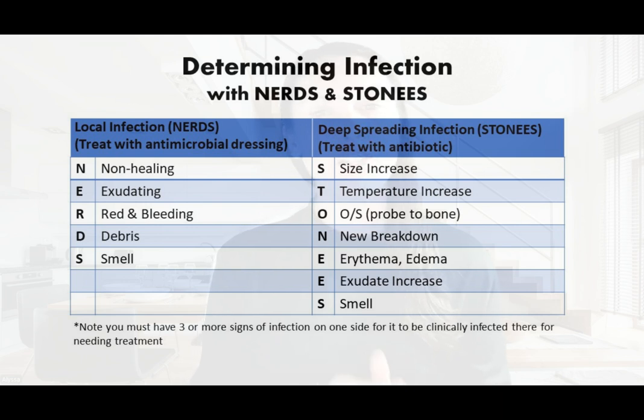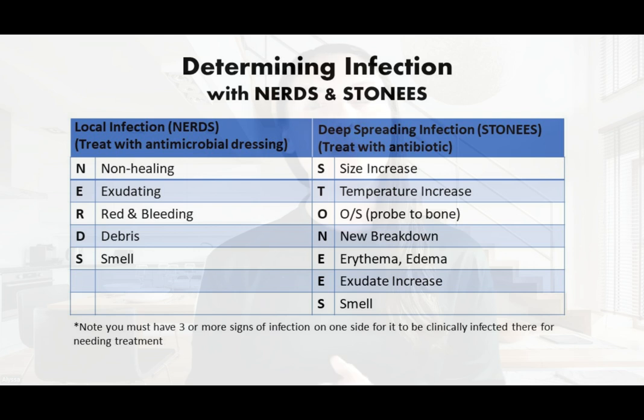It does show determining infection with NERDS and STONEES. So this helps determine local infection or deep spreading infection. Local infection, we can actually treat with a topical antimicrobial, and your deep spreading infection, you need to treat with antibiotics. So for local infection, now I want you to know, you want to have 3 or more signs on either side. So either your local infection or your deep spreading infection. A lot of times you may have 2 on one side, 3 on the other. So when you have 3 on a side, that determines clinical infection.